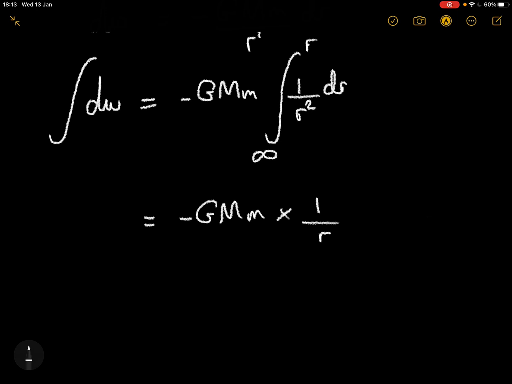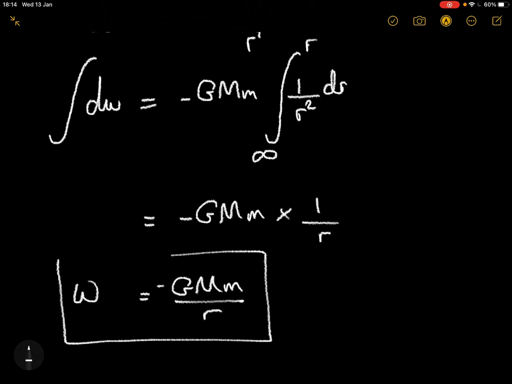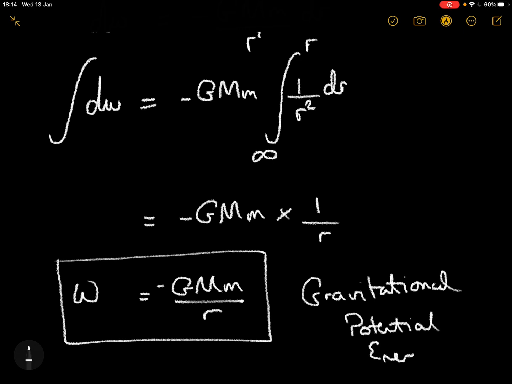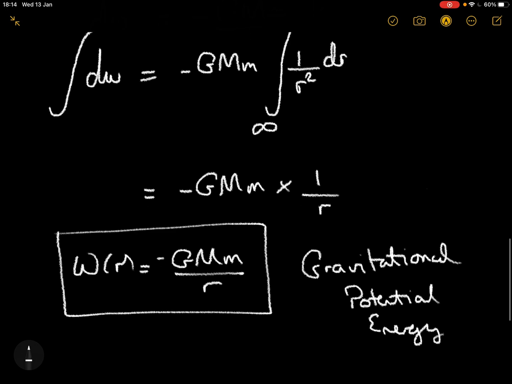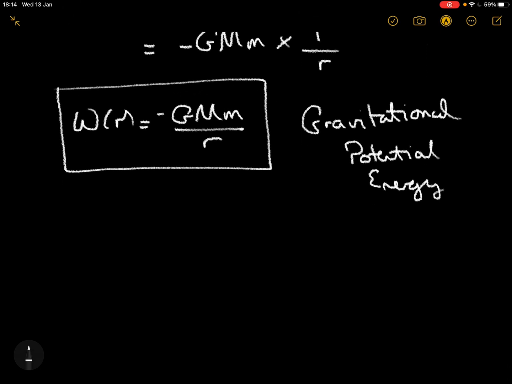We get the work done is minus G M over r. That is the equation for gravitational potential energy. So the gravitational potential energy of an object at a distance r is minus G M over r. Hurrah!